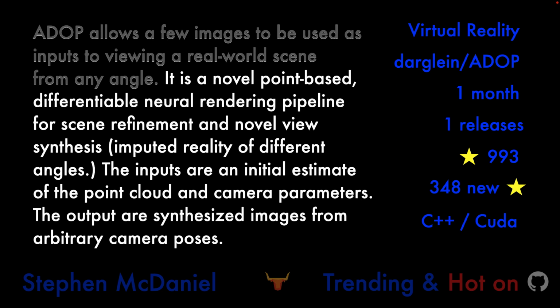So from the research paper, it's a novel point-based differentiable neural rendering pipeline. That's a bit of a word cloud there. And it's scene refinement and novel view synthesis. So the inputs are an initial estimate of the point cloud and some of the camera parameters. The output are the synthesized images, just like I showed you, from any arbitrary camera pose.